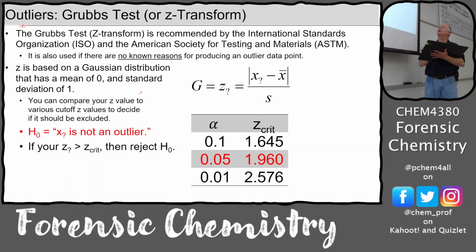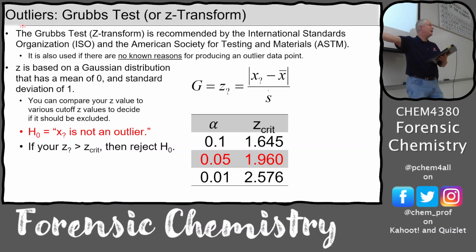So here's how we calculate the Grubbs or the z-transform. Notice now, instead of subtracting the nearest neighbor, we're subtracting the mean. So we're seeing how far away from the mean our questioned data point is, and then we're dividing that by the standard deviation. We just calculate the mean and the standard deviation, look at our questioned data point, and see how far away from the mean it is.